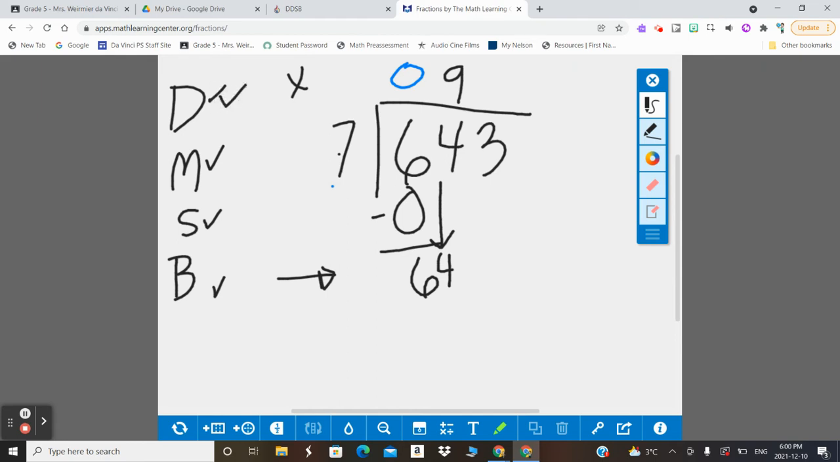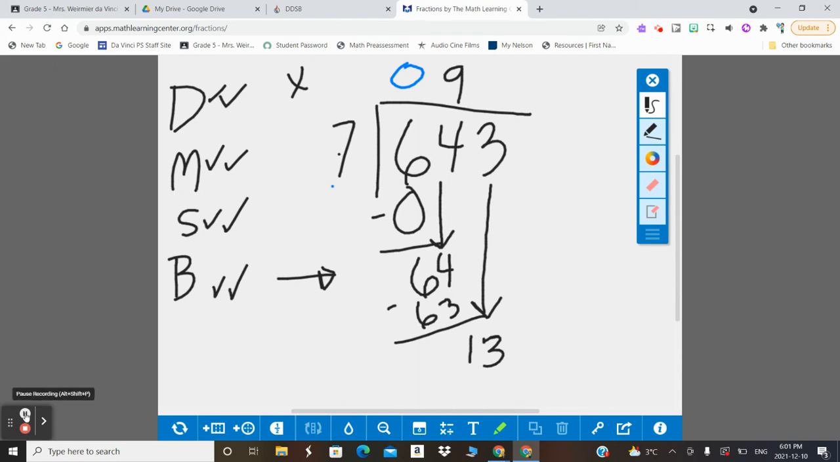Now we multiply. 9 times 7 is 63. 64 minus 63 is 1. That was our subtract. And now I'm going to bring down my 3. And there's my 3. Now I'm asking myself, okay, how many groups of 7 fit into 13? One group of 7, so 7 times 1 is 7. 7 times 2 is 14. Well, that's too many. I can't go over. So it has to be 1. So 1, now I've divided.